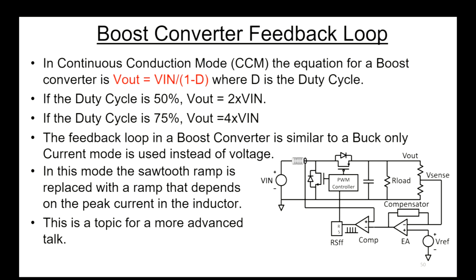So the feedback in a boost converter is similar to a buck, only current mode feedback is used instead of voltage mode feedback. And again, I'm not an expert on this, but what I've read is that this configuration tends to give you a right half plane zero. Anybody that knows about transfer functions knows that right half plane zeros are bad news.